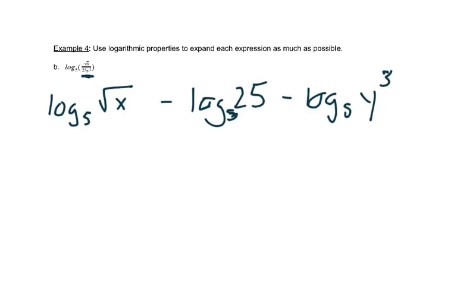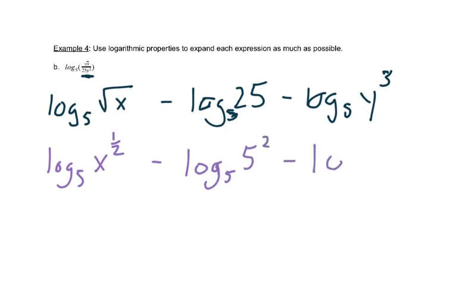So now let's clean up a little bit here. Let's write things with exponents. So we have log base 5, and square root of x is really to the 1/2, minus log, and this is a base 5, so I want to rewrite the 25 as 5 squared, minus log base 5 of y cubed.